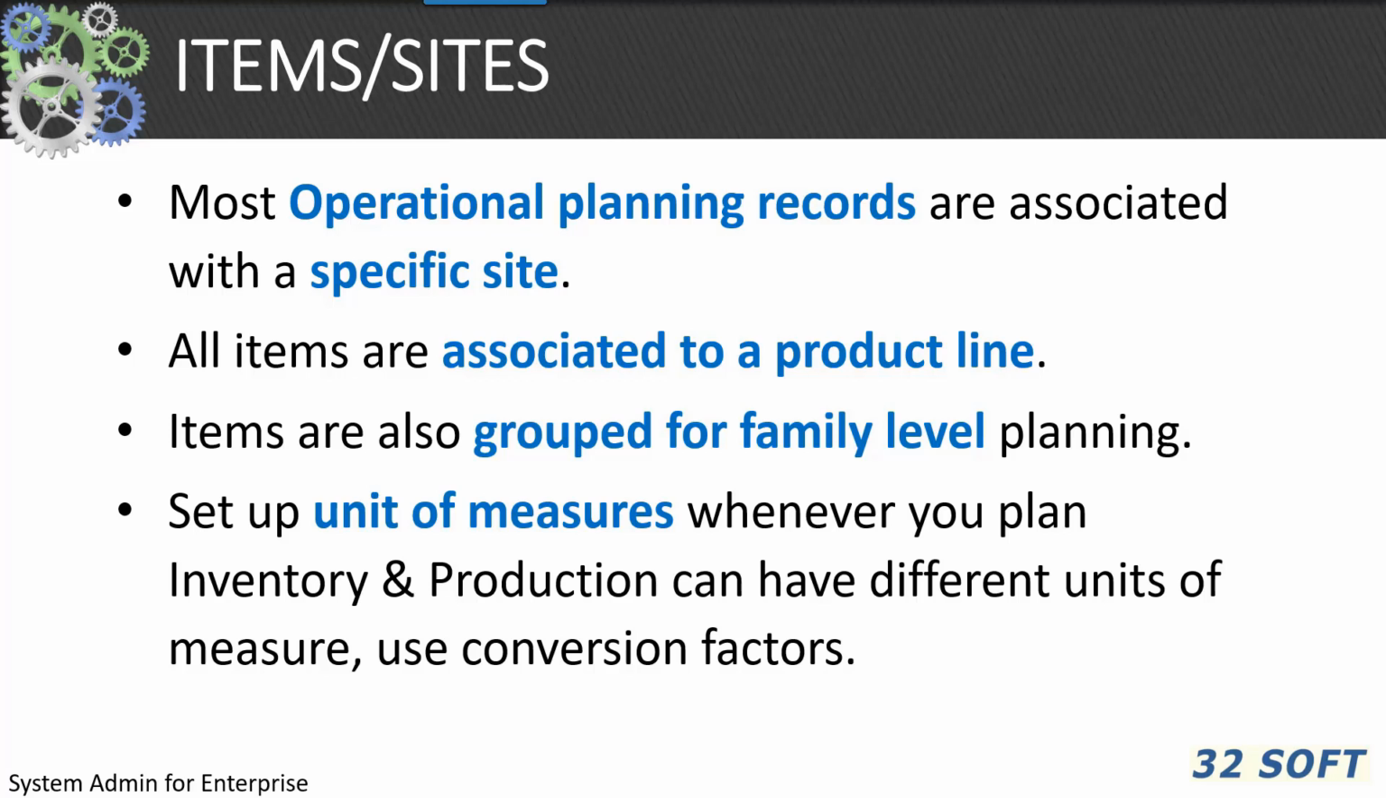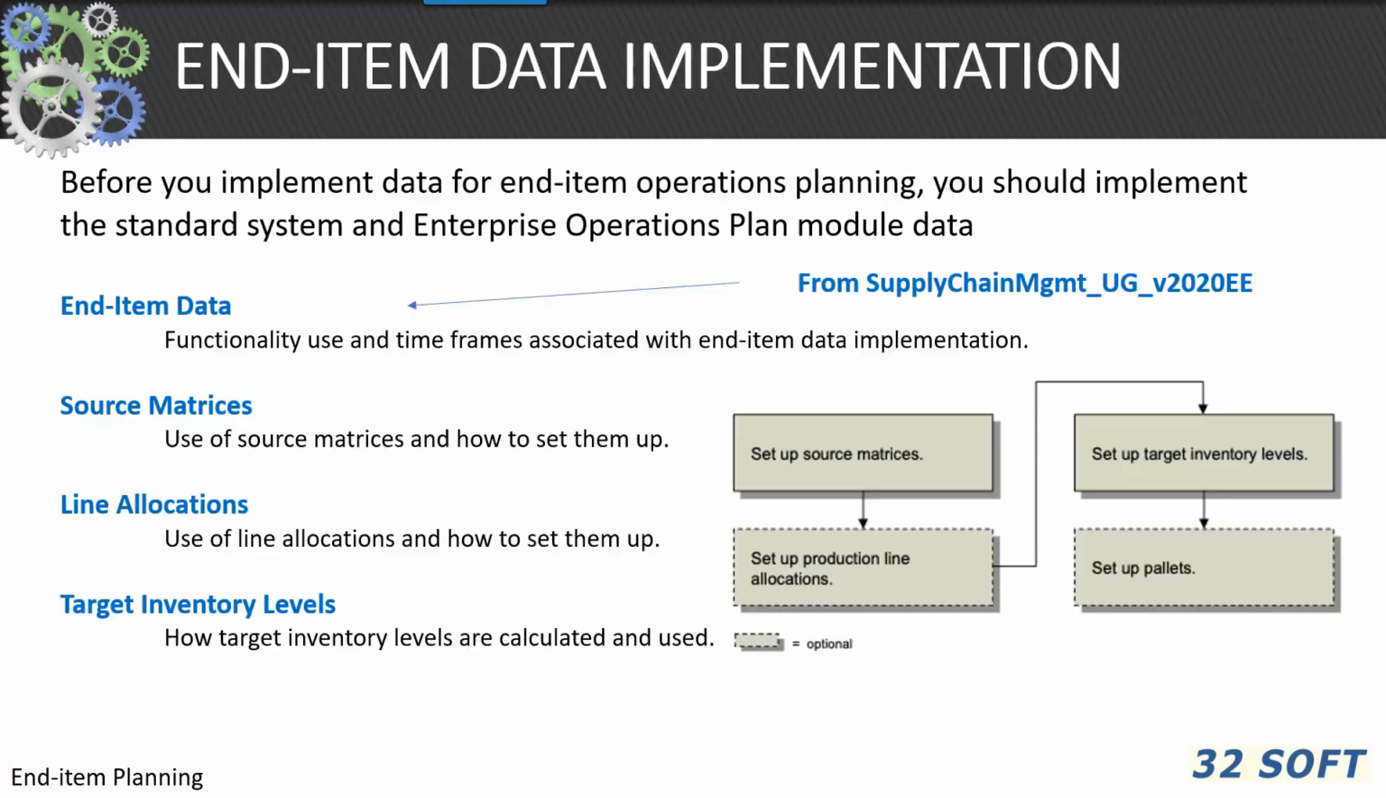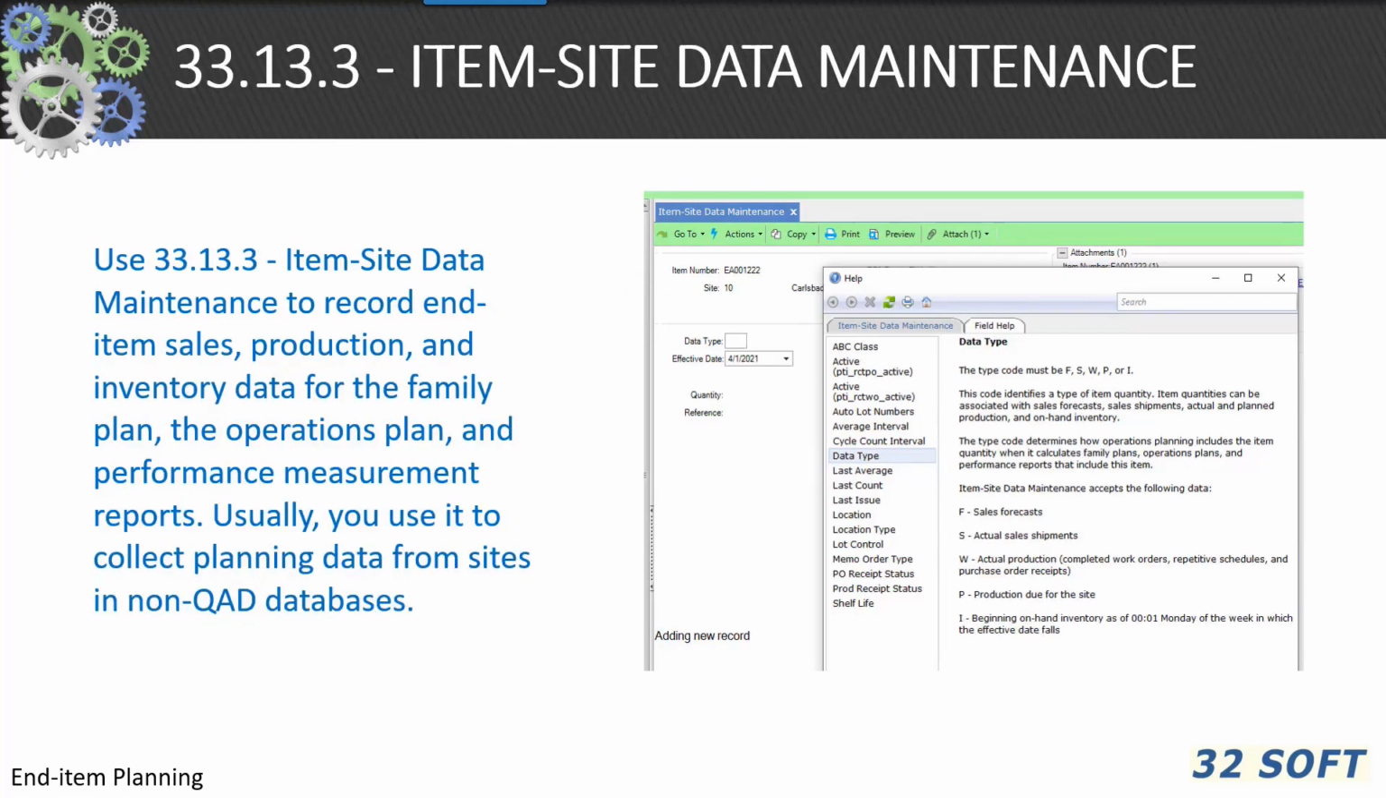Then we talked about the creation of family levels. And if you use units of measure that are different in different sites, be sure you pay attention to the unit of measure conversion process. Before you implement the end item operations plan, you should implement again the standard system and the operation plan. Here we see from the supply chain management user guide, setting up the end items, what are called source matrices, line allocations, and target inventory.